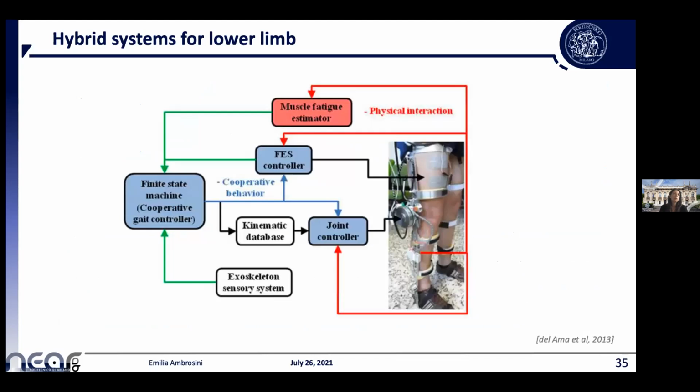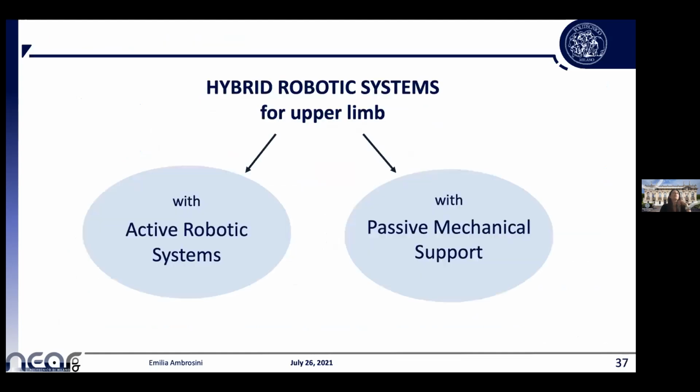So I'm just keeping these two slides because I've checked the timing, so if someone has more questions on this typical example of the literature about the hybrid system for the lower limb, I can go back to this.